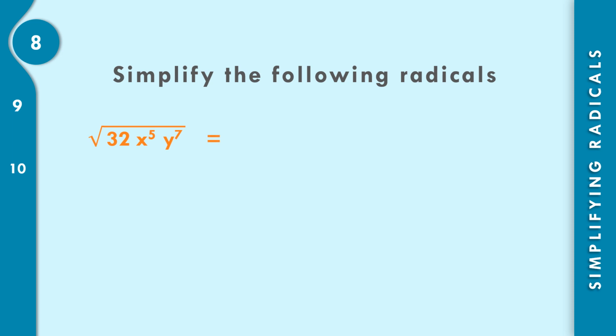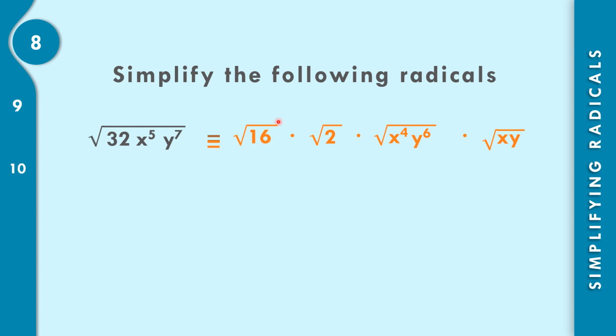How about number 8? Square root of 32, x to the 5th power, y to the 7th power. First, let us identify what could be the factor of 32 having the perfect square. So that is equal to 16, square root of 16, times the square root of 2. How about the variable? So 2, 4. So square root of x to the 4, with one left over. Next, how about this one? Y to the 7th power. 2, 4, 6. So y to the 6th power, with one left over.